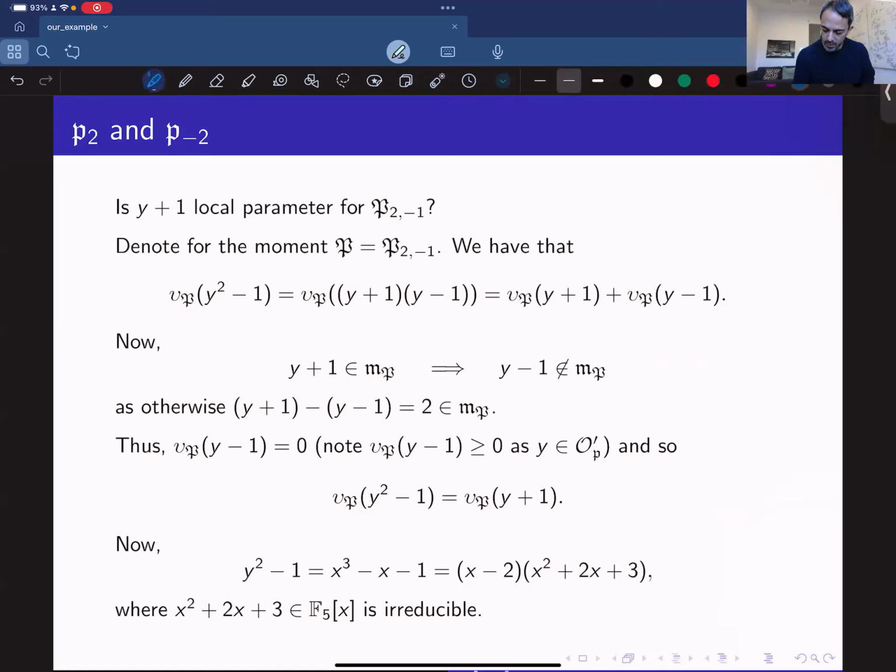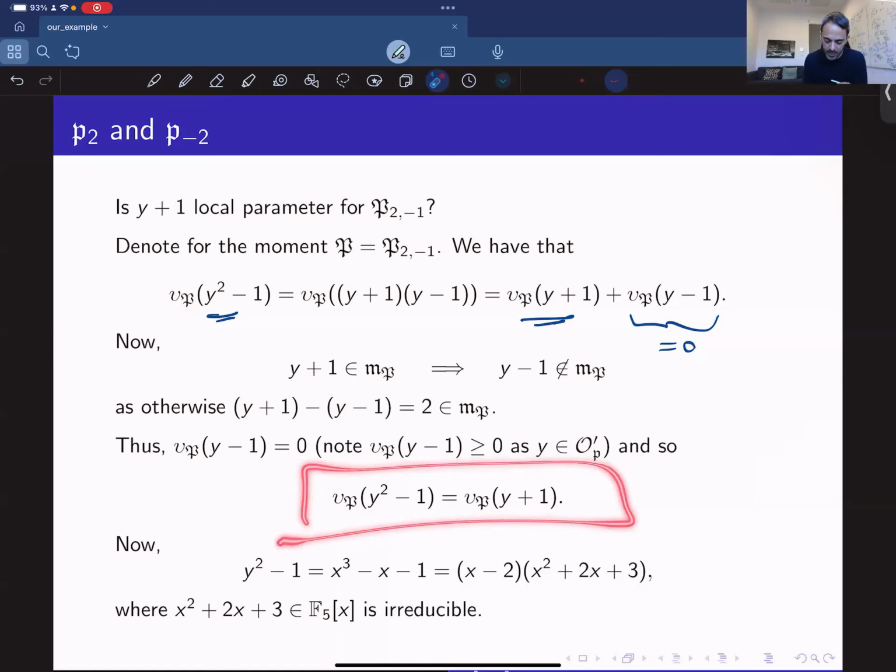So this thing is 0. Okay, so the valuation that we care about, I really want to prove it's 1. I want to prove it's a local parameter, is this thing. So now it's enough to consider the valuation of y squared minus 1. And so that's what's written here.